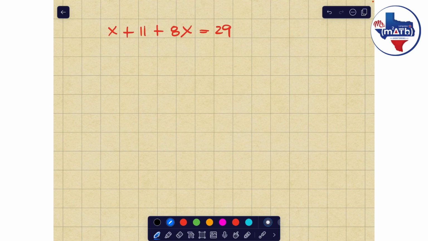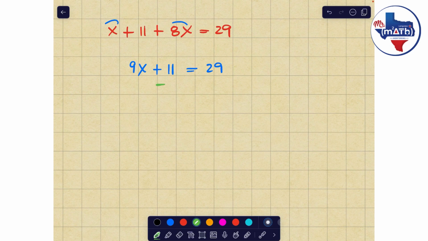Today we're talking about linear equations with multiple steps. Let's start. We have this problem that says x plus 11 plus 8x equals 29. So the first thing that we need to do is to combine like terms. Okay, we have this x and this 8x. So that will be 9x, because both are added, plus 11 equals 29.